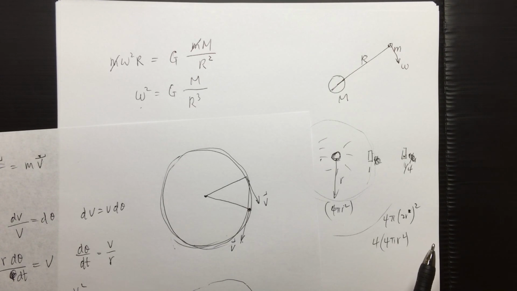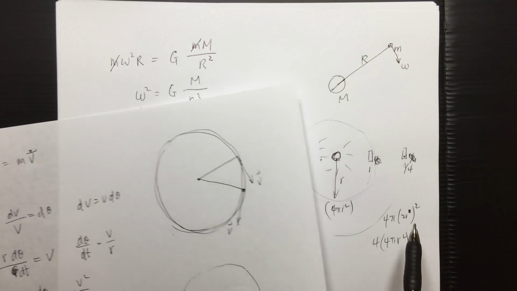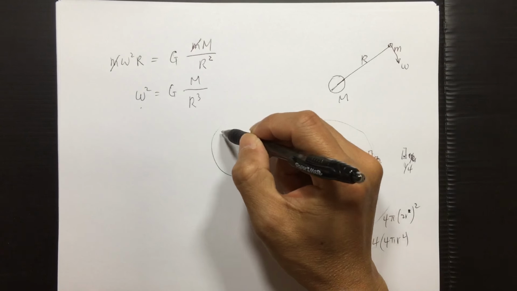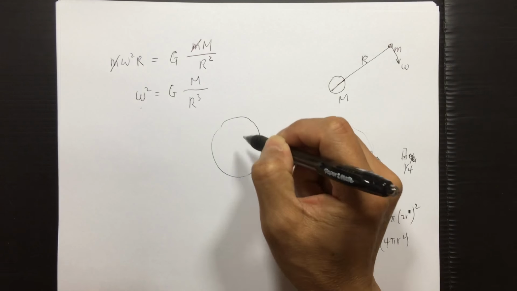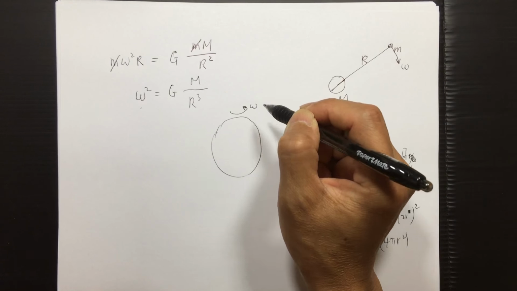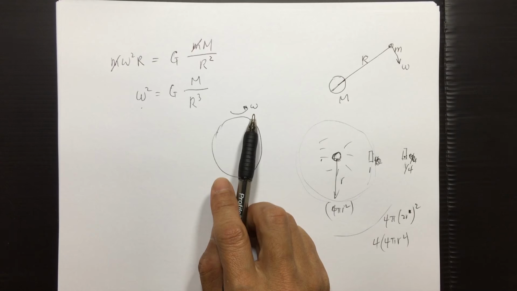Okay, what else can we get from this? Oh yeah, let's do another one. Let's do the Earth. This is the Earth, right? The Earth spins with an angular velocity. This is once a day.